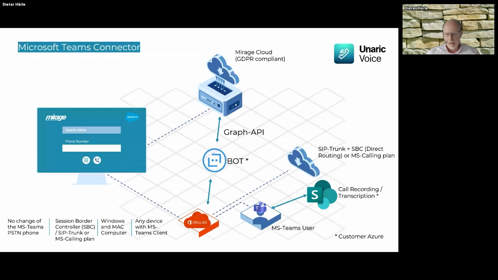Yeah, last slide, technical setup. So it's really important. It's native in Teams. That means you have your Office 365. You have the landline connected with a SIP trunk and session border controller, which is called direct routing, or you can have a Microsoft calling plan. In the end, it's your existing setup with the telephone numbers, and the call comes into Office as it comes today.